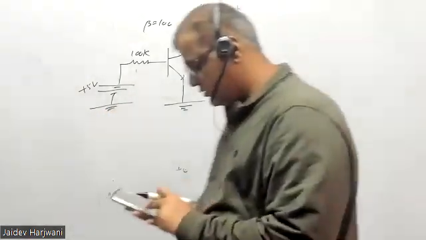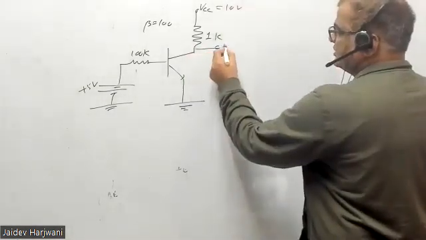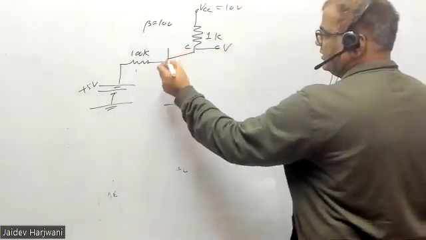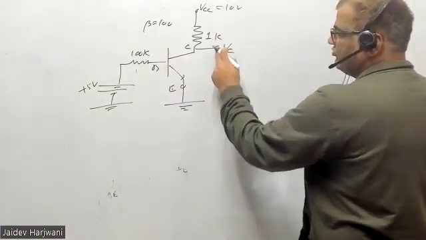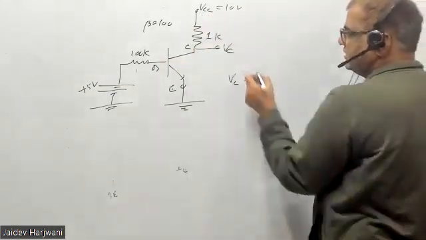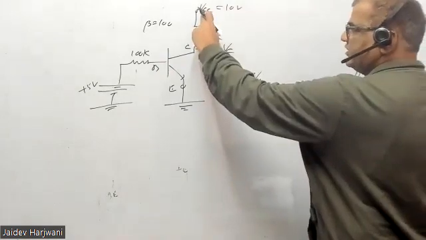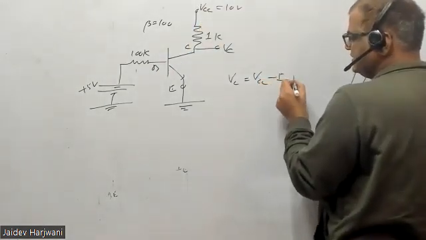So let us solve now. We have to find the VC. VC means voltage here. This is the collector, this is the base, this is your emitter. So I want to find VC here. So what will VC be? VC will always be VCC minus the drop across RC, that is VCC minus ICRC.